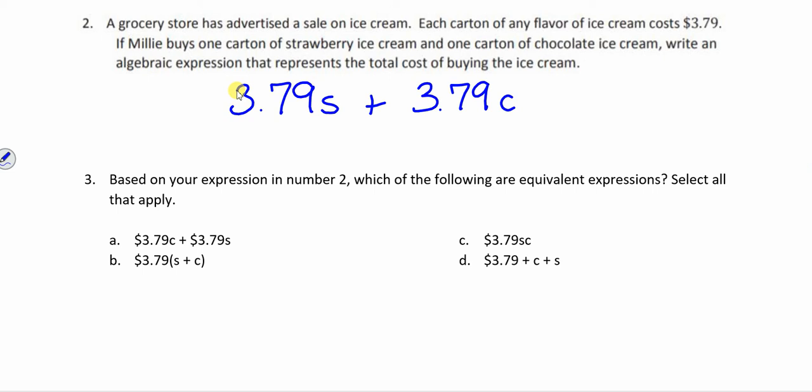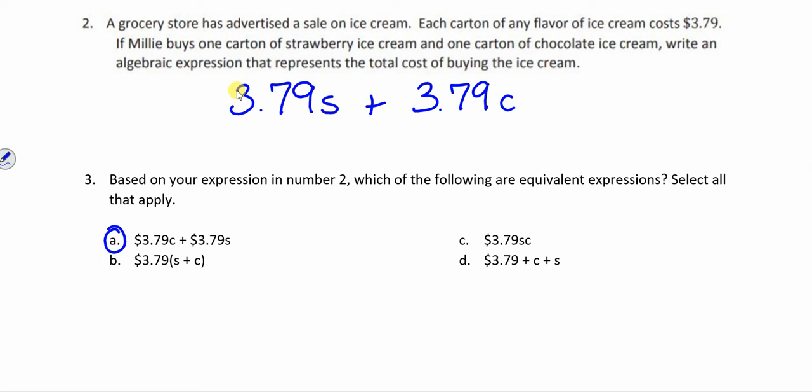Okay? Now, number 3, you can look at number 3 and look at number 2. It says, based on the expression in number 2, which of the following are equivalent expressions? Select all that apply. Well, we know A's got to be an equivalent expression because that's exactly what we've got written in number 2. So one of these last 3 is exactly like that one. So the idea is, how would you determine this? Well, it's best like this, okay?